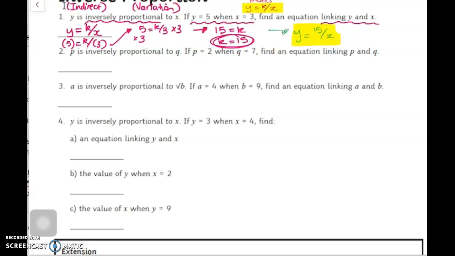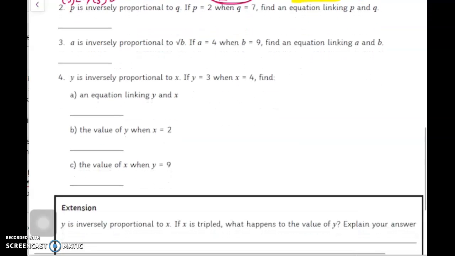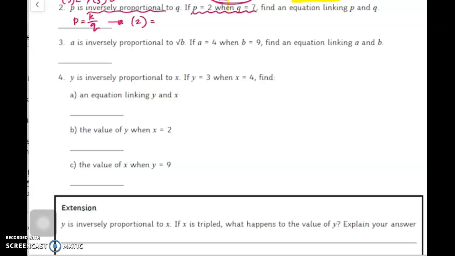For the rest of the homework, you do the same thing. And so question 2, P is inversely proportional to Q. Okay, so we can write that as an equation. P is equal to k over Q. Okay, we are told when P is 2, Q is 7. So we substitute those in. So P is 2 when Q is 7.